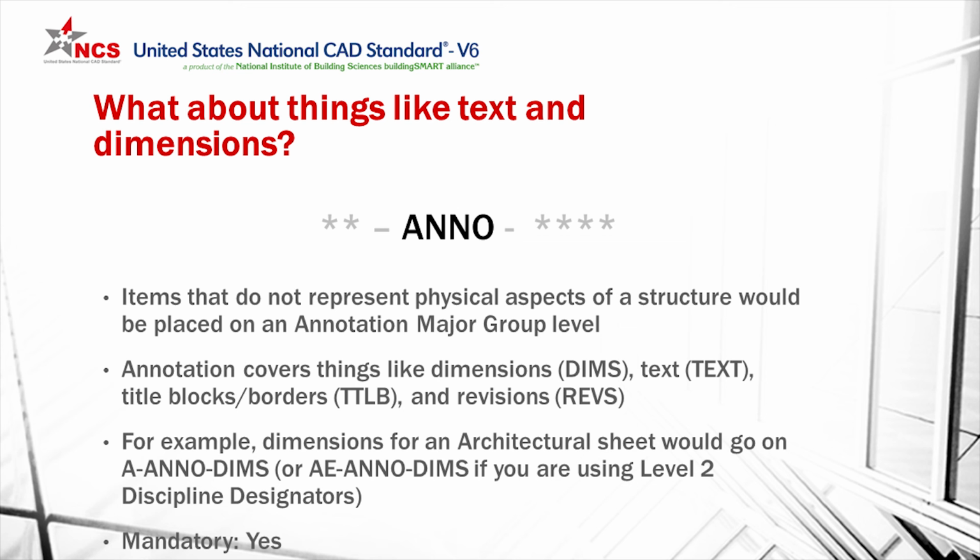If you're creating dimensions for an architectural sheet, you would create a layer called A-Anno-Dims, or AE-Anno-Dims if you were using level 2 discipline designators. You could also create layers like A-Anno-Pat for patterns, A-Anno-Text for text, and so on. There are, I think, 16 or so different minor groups you can add on to the annotation major group level.